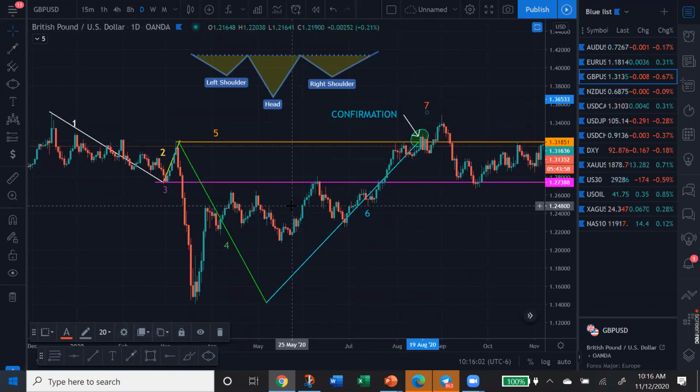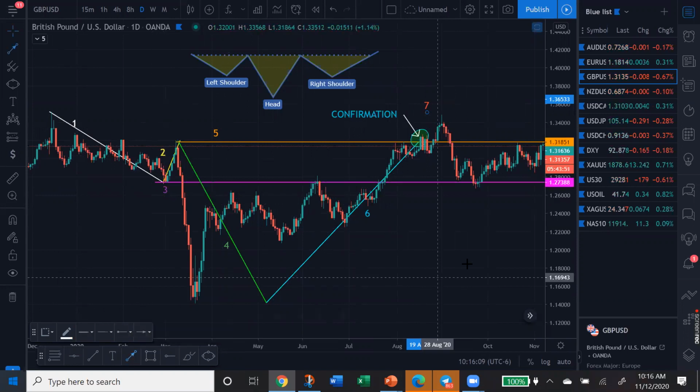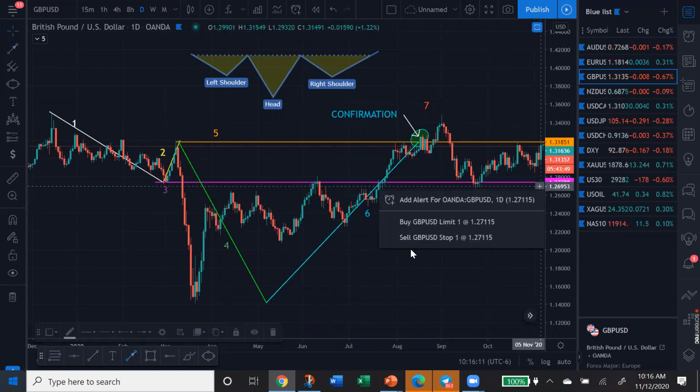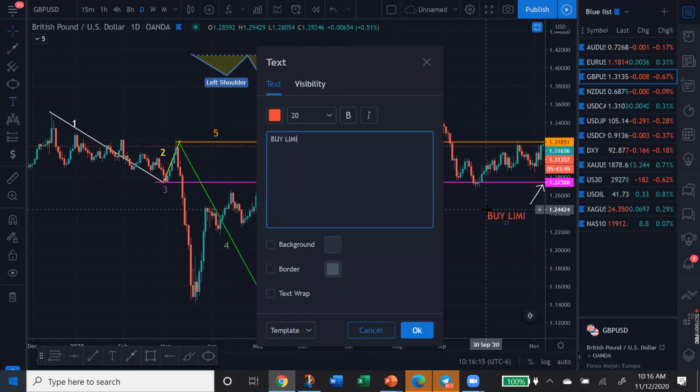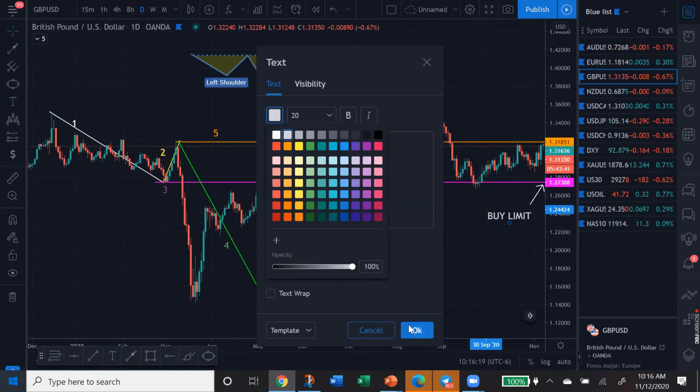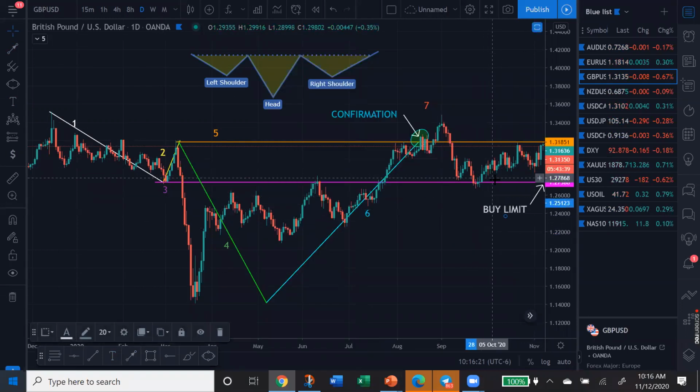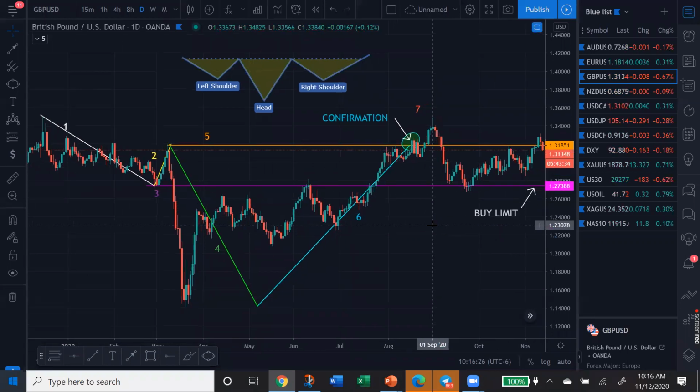Well, where will you enter the trade? You enter the trade at step number 3. Here's your price that you're going to enter. You're going to enter for a buy. You're going to put a buy limit. You're only going to be using a buy limit or sell limit using head and shoulders. You want the market to come to you. So here's your price right here.